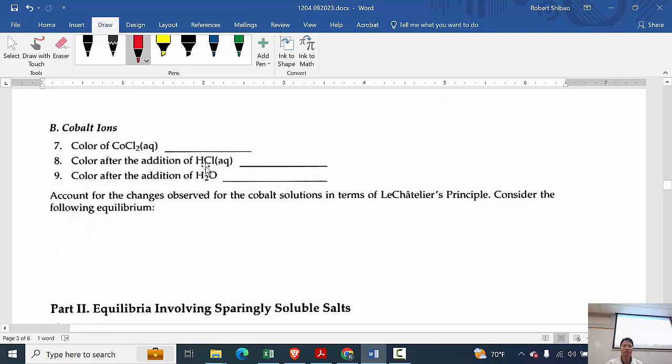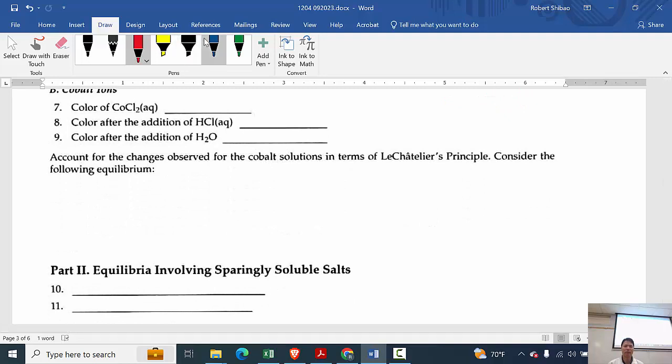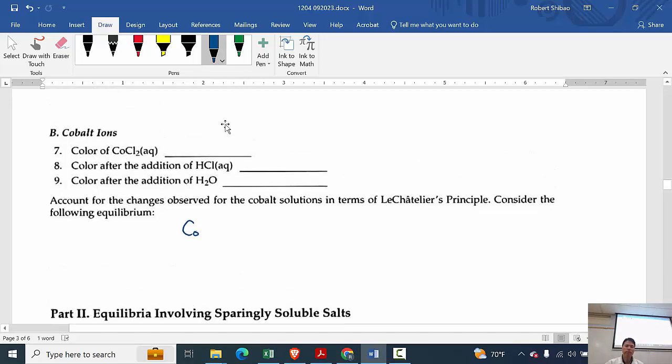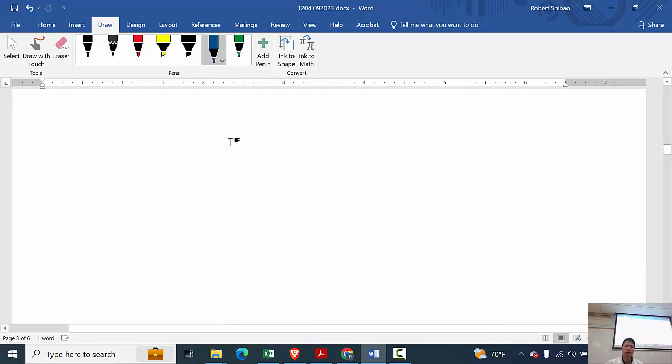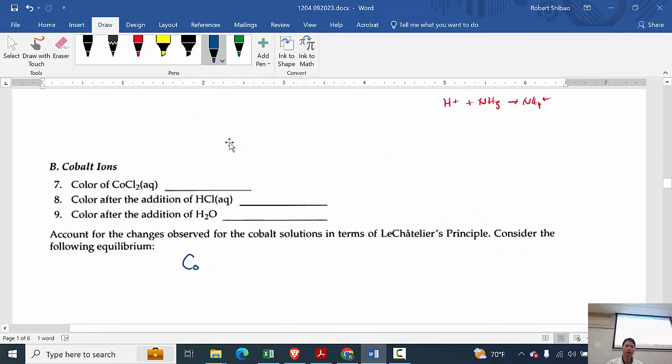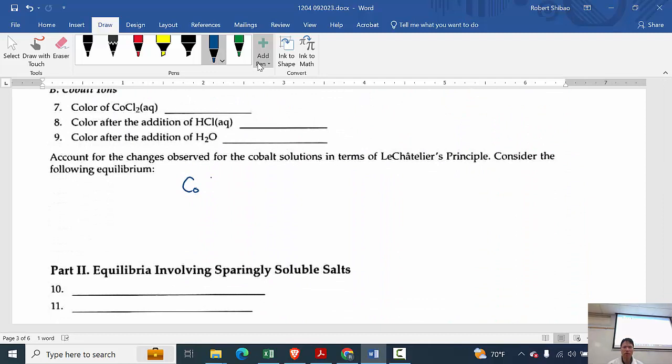So again, they ask us for the colors, and they're asking us to account for the changes. So we just write out the equilibrium with the cobalt. What was the equilibrium for the cobalt that we're looking at? What do we have? Cobalt H2O6. So this is the aqua complex. 2 plus or 3 plus? 2 plus, 4 Cl minus.